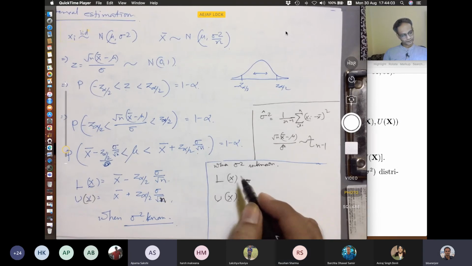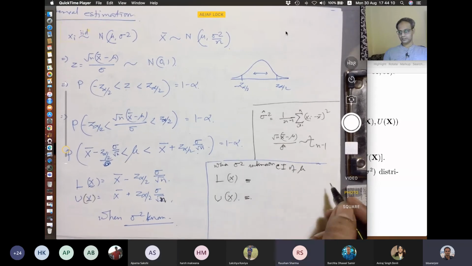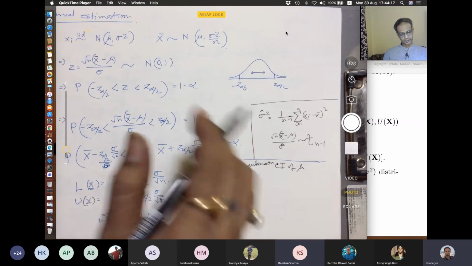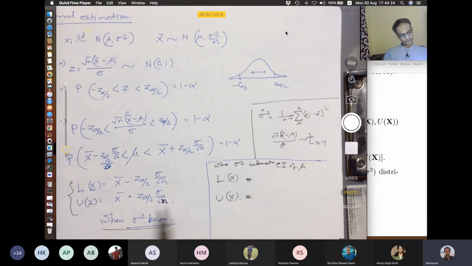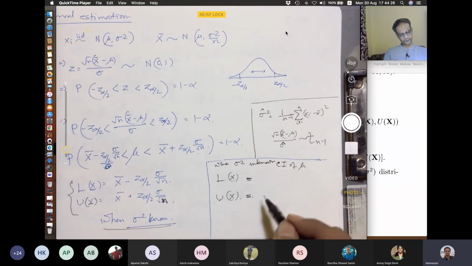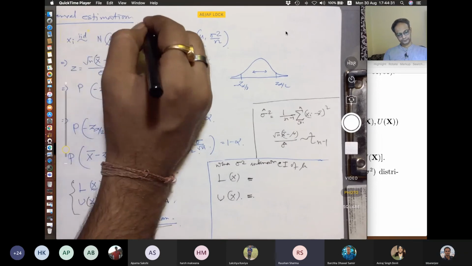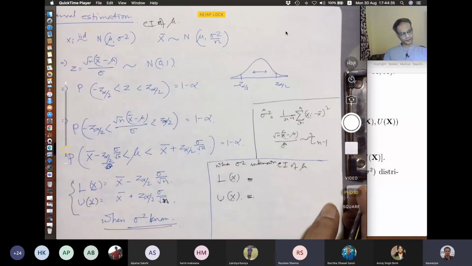Because when sigma square is unknown, I am looking for the confidence interval of mu also, mu only, not sigma square. I am doing the same problem. I am just assuming that for sigma square known, this is the thing, and for sigma square unknown, this is the confidence interval of mu. So should it be the same? Just z alpha by 2 will be replaced by t alpha by 2. Only that.